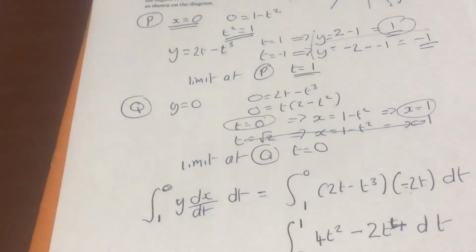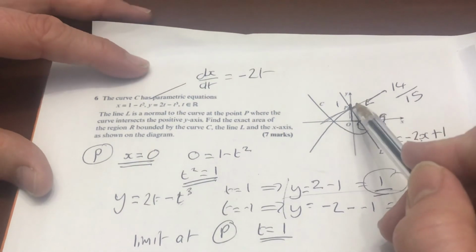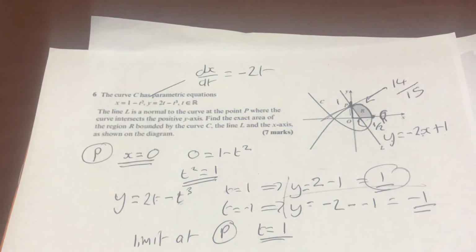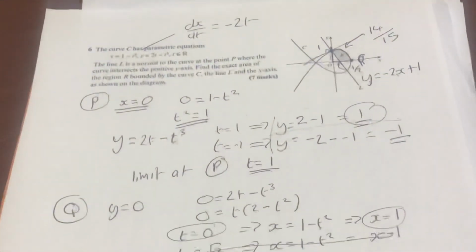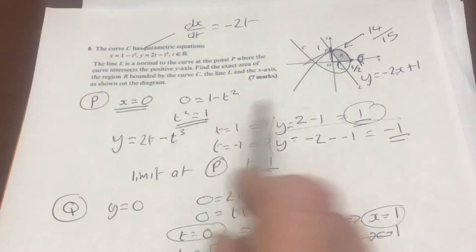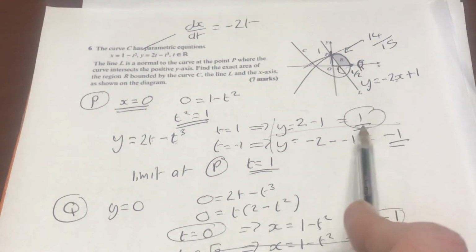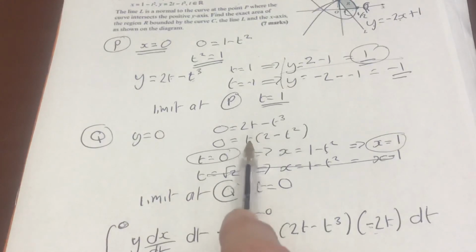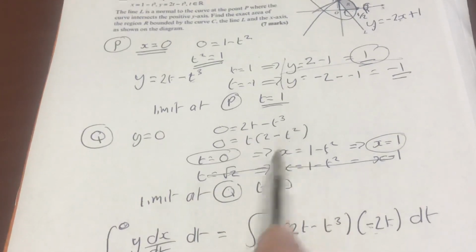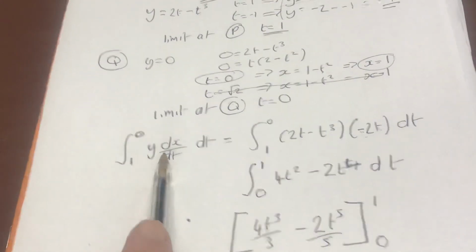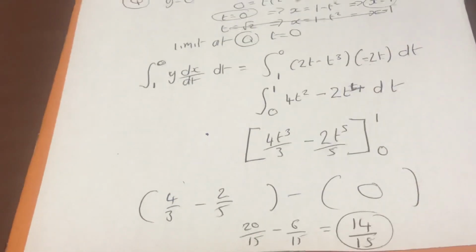Let's just recap. I first work out my limits, which are represented by that point and that point. You have to find t. Because x is 0 there, t would be 1 or negative 1. Only t equals 1 makes sense. y is 0 here, so t is either 0 or root 2, and only 0 works. So we've got our limits, and we've got y dx/dt dt. That worked very nicely to give us 14 over 15.